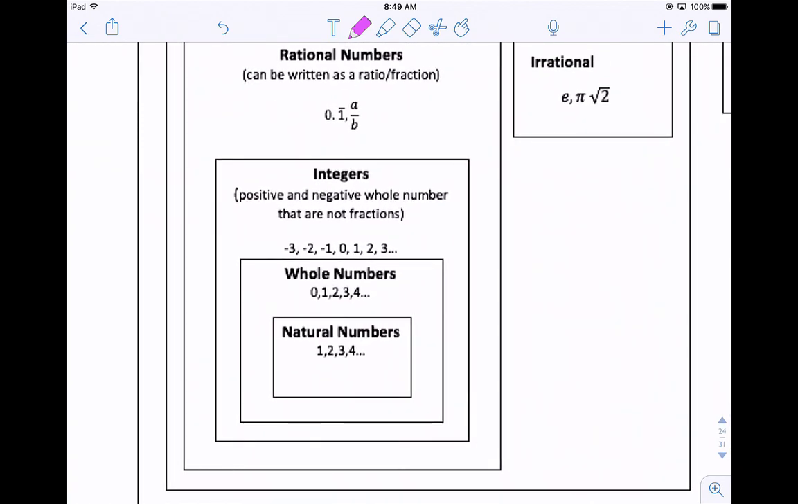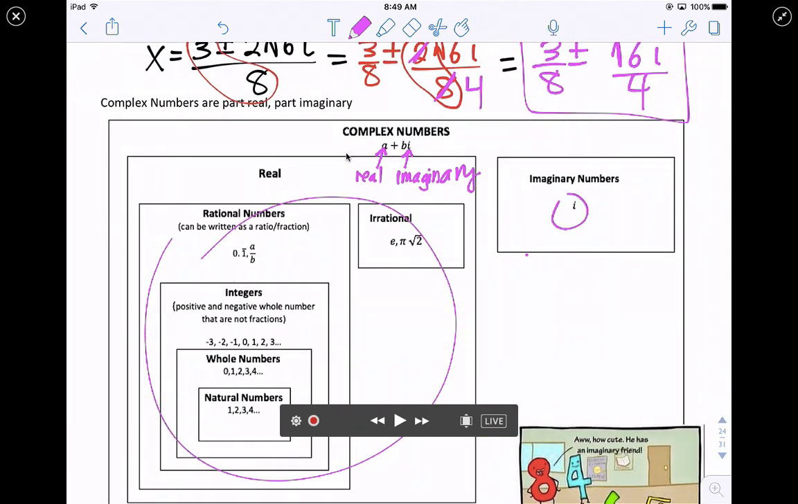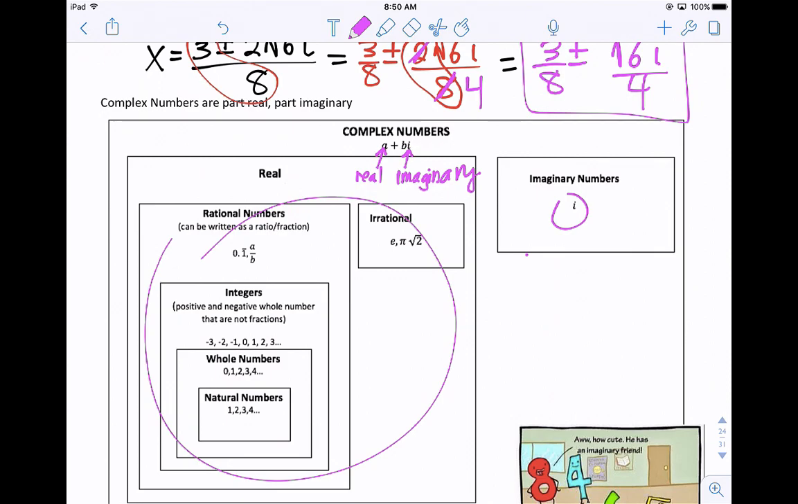So all of these rational numbers are real numbers. Integers are real numbers, and those are positive and negative whole numbers that are not fractions. Whole numbers are real numbers, and so are natural numbers. All right, so these are all real numbers right here. Imaginary numbers are anything with i. So a complex number has a real part and an imaginary part.